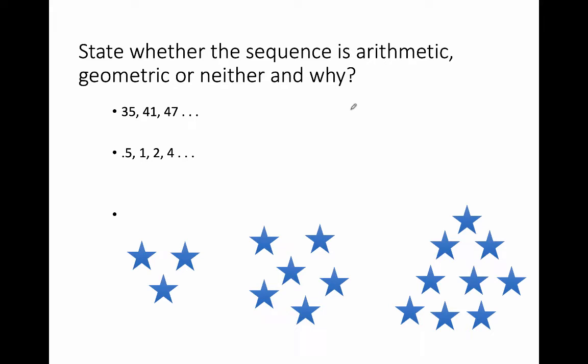Okay, state whether we're arithmetic, geometric, or neither. I just like to start with plus 6, plus 6. So our common difference is 6, so it's arithmetic. We are adding. Okay, if I try plus 0.5, and then it's plus 1, and then it's plus 2, when it's going up like that, it's most likely going to be times 2, times 2, times 2. And we get a common ratio of 2, and it's geometric.